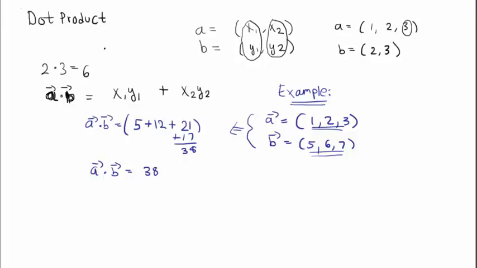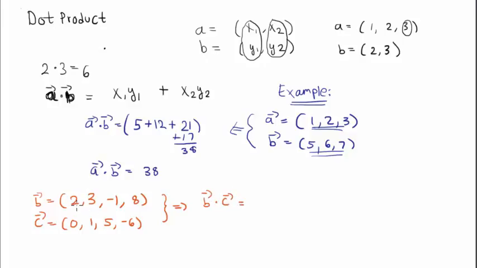Another quick example, if you still haven't gotten the hang of it: let's say B is equal to 2, 3, negative 1, 8, and C is equal to 0, 1, 5, and negative 6. I might mess up adding them together in the end, but we'll see. So what is B dot C? Well, first of all, can I do B dot C? Yes, because there are 4 elements in the B vector and 4 elements in the C vector. So yeah, I can do that.